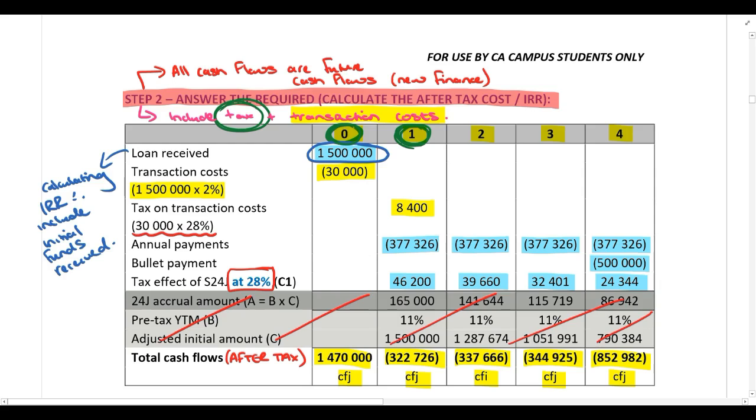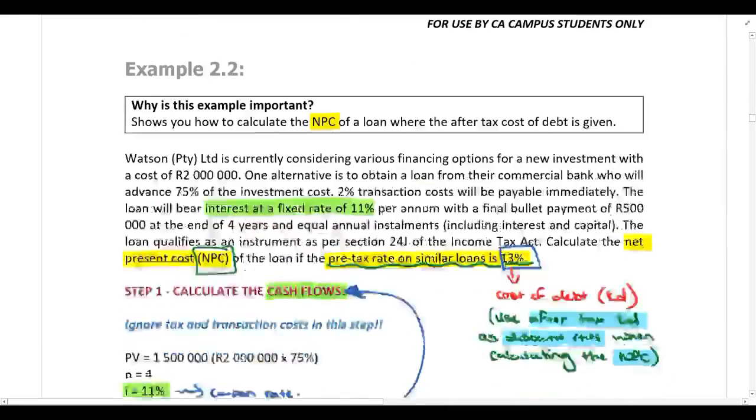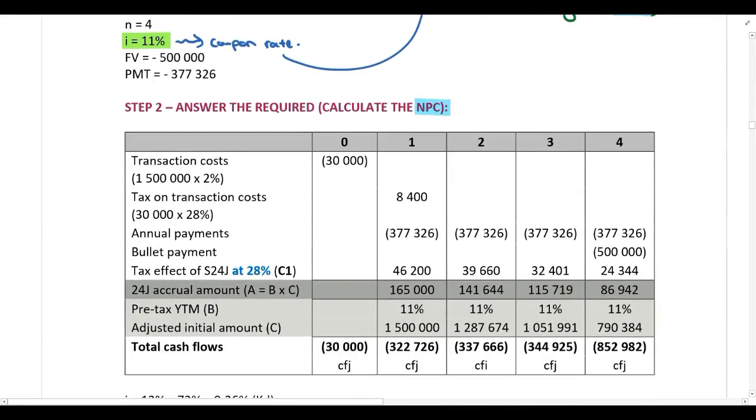So when calculating the internal rate of return, we include the initial funds received in our calculation. On the other hand, when calculating the net present cost, you do not include the initial funds received in your calculation. Other than that, you'll see that all of your other cash flows here are exactly the same as the last example. All of these are exactly the same.